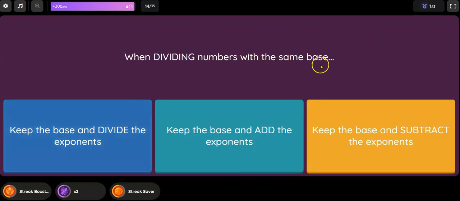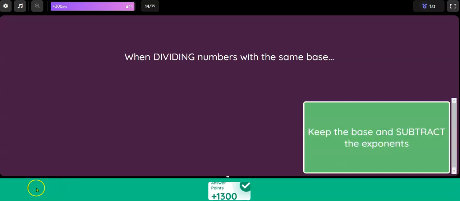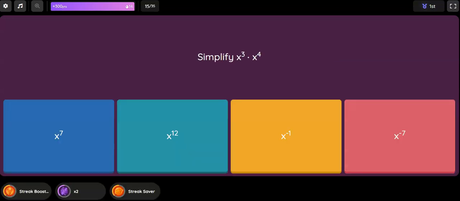When dividing numbers with the same base, you get smaller. So you keep the base and subtract the exponents. When multiplying like bases, you keep the base the same and you add the powers. X to the 7th.